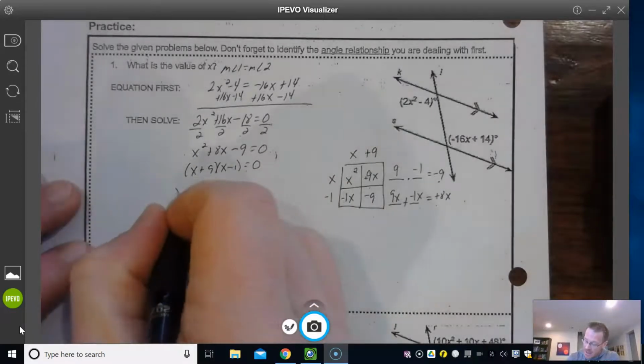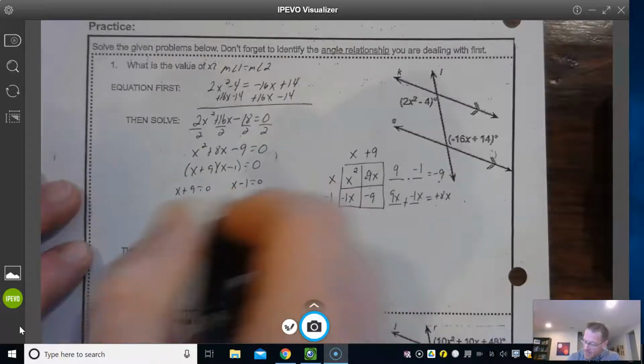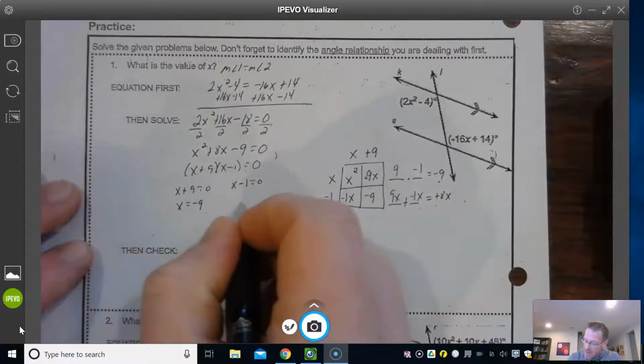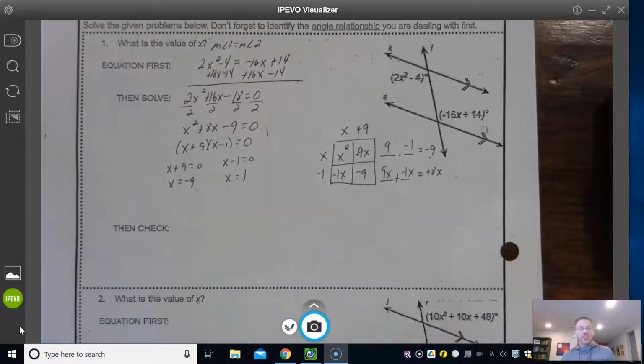And then I can take each of those factors and set it equal to 0 to solve for my x values. So I get x equals negative 9, and I get x equals positive 1. Now notice, here's where we have to go back and plug these in to see if one or both of them work. Maybe both of them don't work. It could be possible that we have a no solution type of problem.